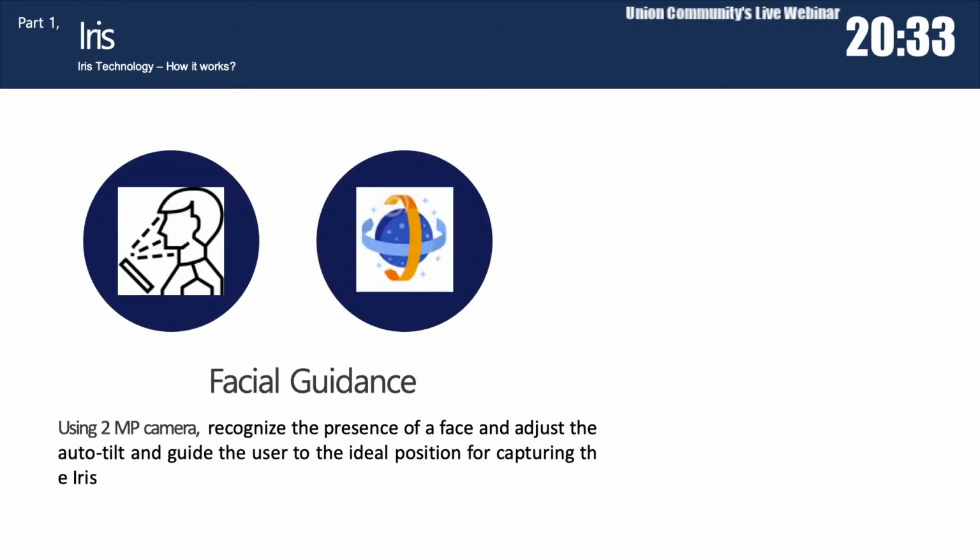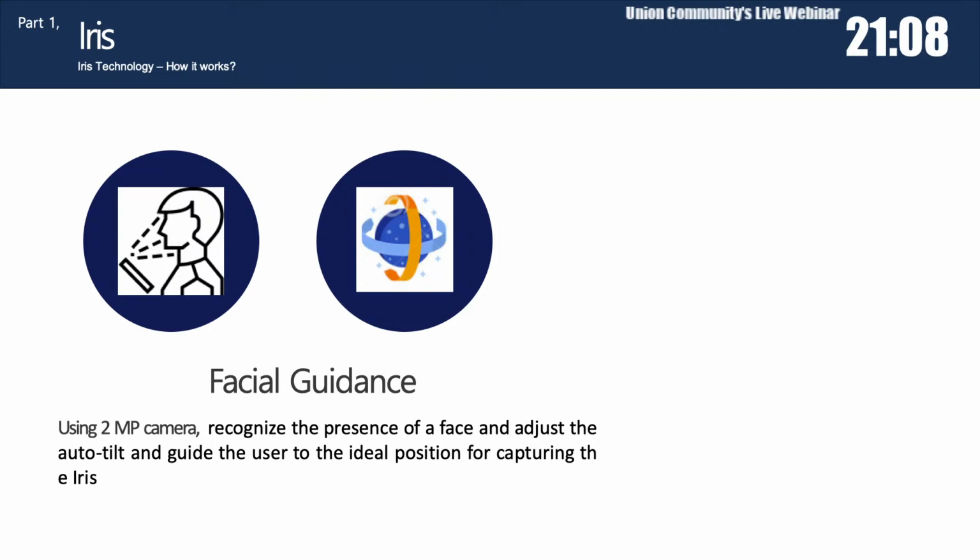So let me just talk about how this works basically. Before, I covered the capture part first on facial. On the iris device, we have two cameras, and one of the cameras is responsible for facial guidance. So you don't have to put your face up to the device and squint and wonder, is my face in the right position? This is not the right position. Where am I? What's going on? That's why we have the second camera. We have the auto tilt function depending on the height of the person. This is very important.